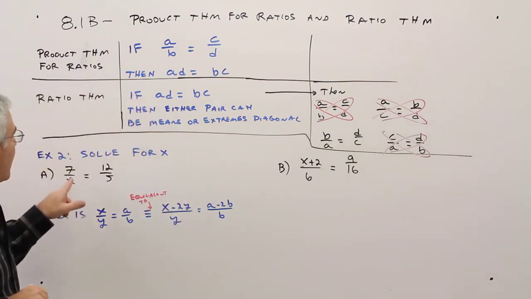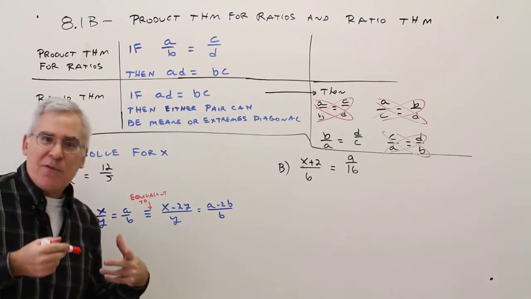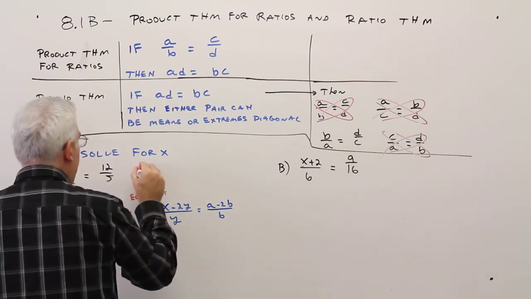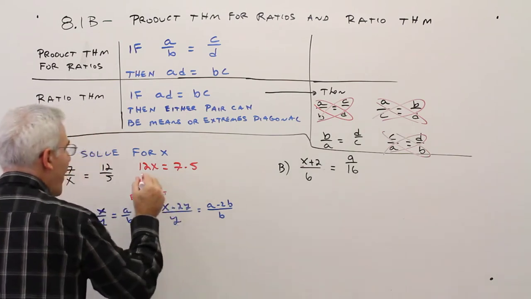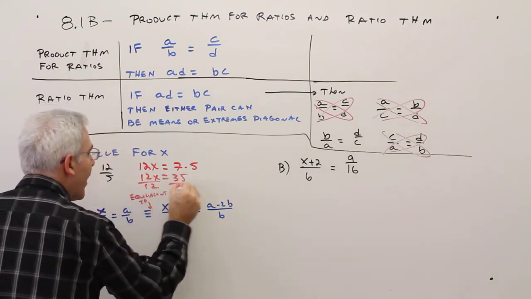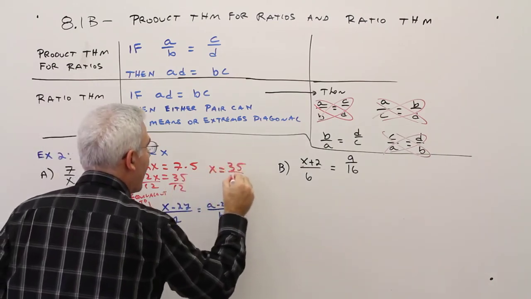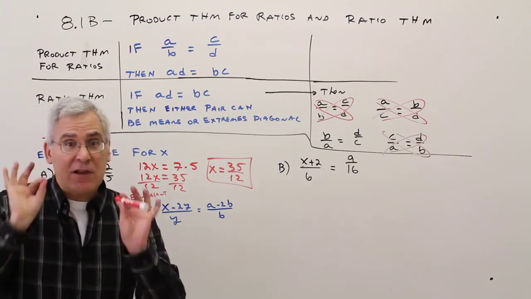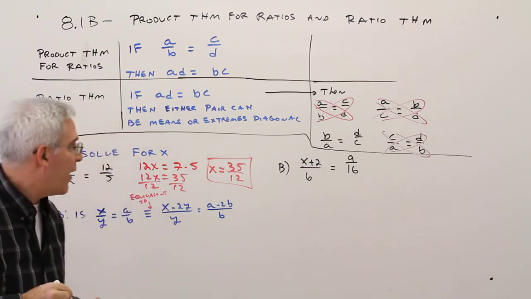Example 2, solve for x. Now it's not going to be as easy to do it the way I did before, so I'm actually going to cross multiply. So I'll say 12 times x equals 7 times 5. 12x equals 35. Divide by 12, divide by 12. x equals 35 over 12. And let's agree to leave our answers in exact, simplified form unless otherwise specified.